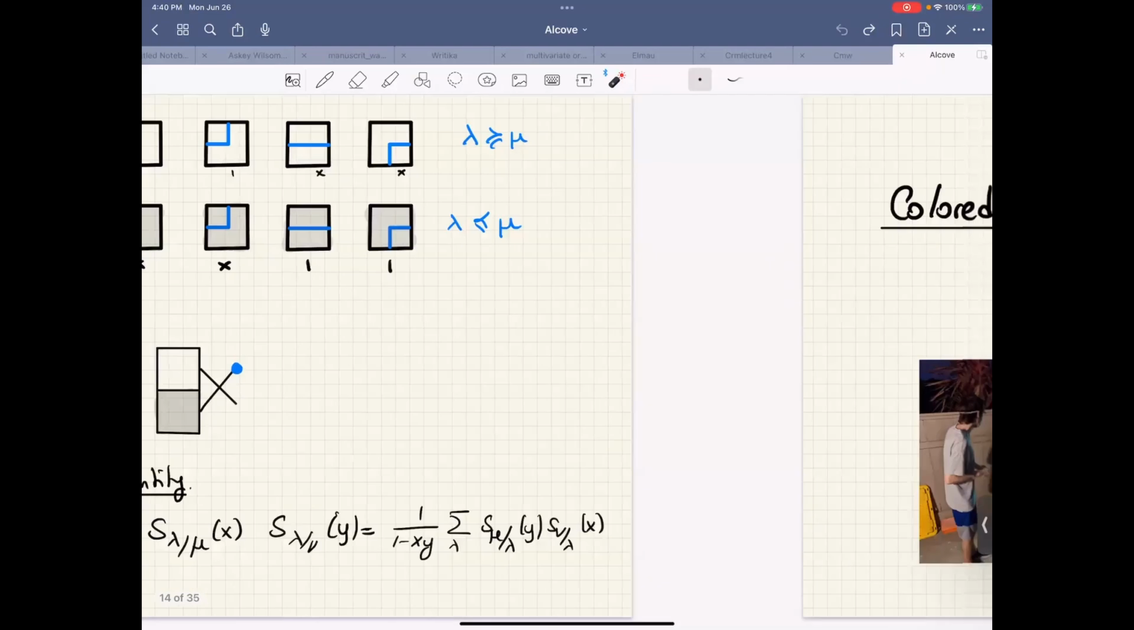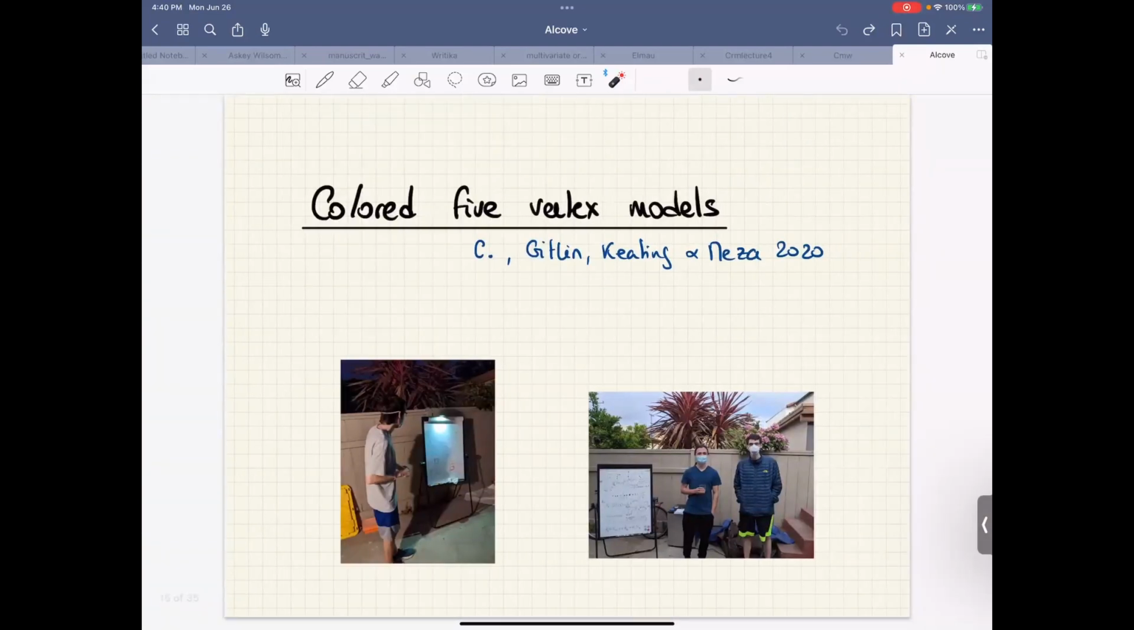Okay. So now I want to tell you kind of the same story, the same things that we've done with this 5 vertex model, and I want to do that with colors. This was during our COVID time, and mostly this was done outside, but now I guess we are back to being able to work together, and that's much better.